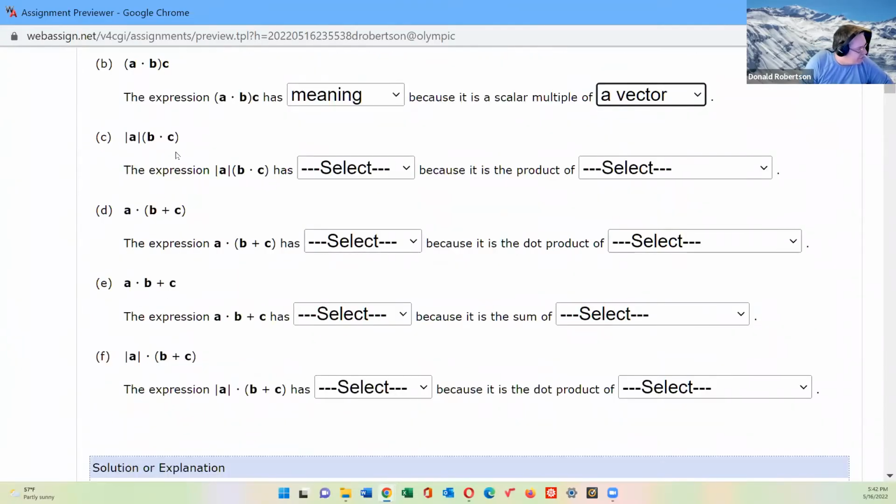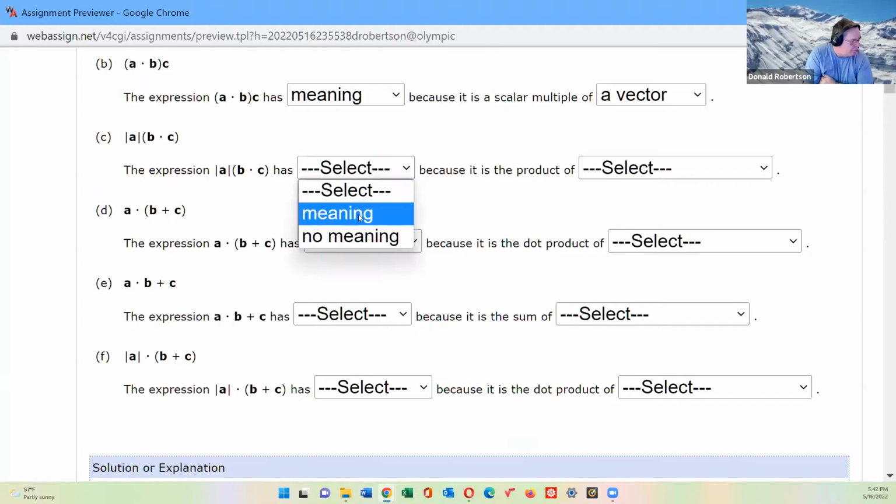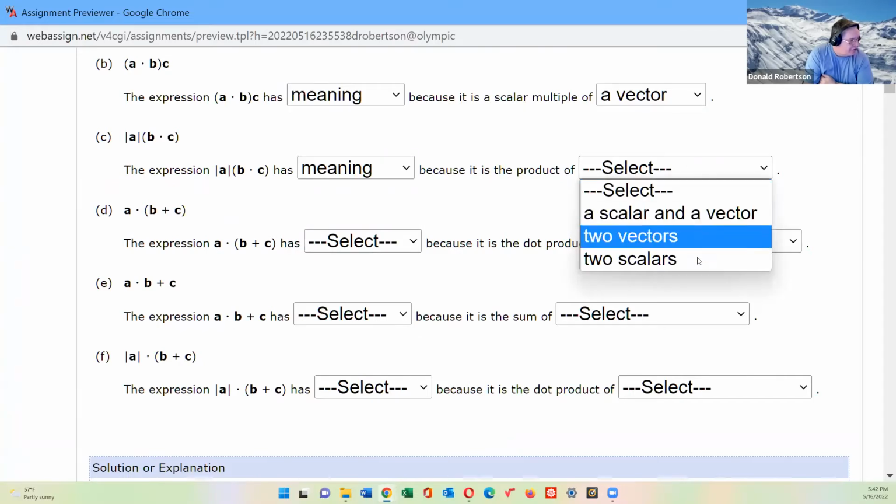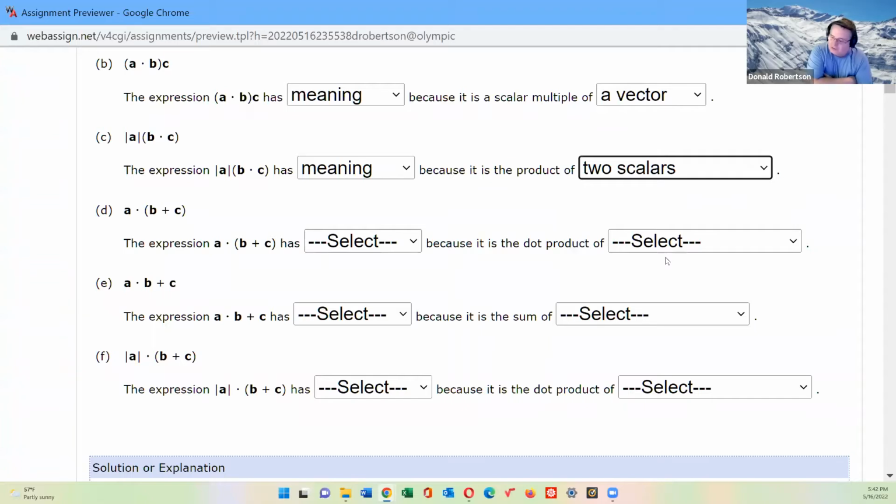What do you think C is? Meaningful or not? Could you get an answer? It's another way of phrasing that. The magnitude of a point, I knew it would end up with a number. Same with C, right? So that makes it possible because it is two scalars, right? Two numbers. Just replace the word scalar with number, if that helps your brain.